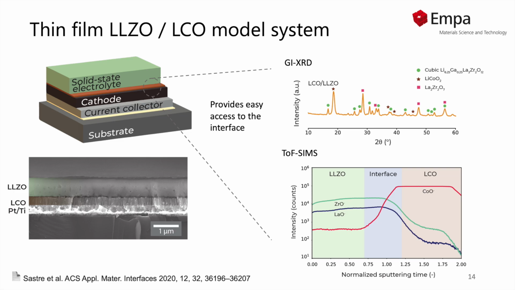Grazing incidence XRD shows that besides the LLZO and LCO, there are some impurities appearing, especially this lanthanum zirconate phase, which indicates degradation of the LLZO electrolyte. If we look at the cross sections, we can see that some interdiffusion is occurring, namely zirconium oxide and lanthanum oxide are diffusing into the cathode and cobalt is diffusing into the electrolyte. This model system allows us to introduce interface modifications to block this interdiffusion.